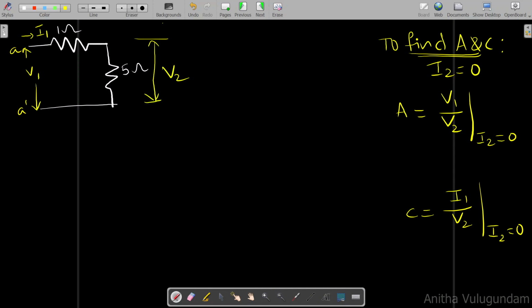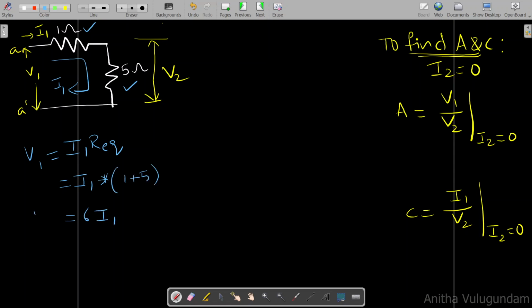From the circuit, I can easily write V1 equal to I1 into R equivalent, because current is flowing, this is I1. Resistors 1 ohm and 5 ohm are in series. So I1 into R equivalent is 1 plus 5, which is equal to 6I1. V1 equal to 6I1, and V2 can be written as the current flowing in this resistor into resistance, 5I1.